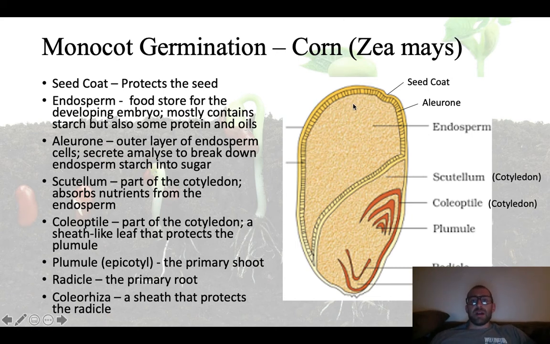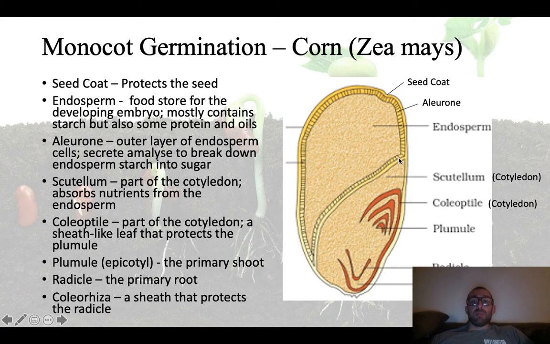Now there is a special outer layer of the endosperm, which we refer to as the aleurone layer. And that plays an important role during germination. So the cells of the aleurone layer, once germination kicks off, they begin to secrete amylase, which is an enzyme, and that amylase breaks down starch into sugar. And it's that sugar that our developing embryo is going to use to essentially grow, right, to power its metabolism and to grow. So that is the aleurone layer.